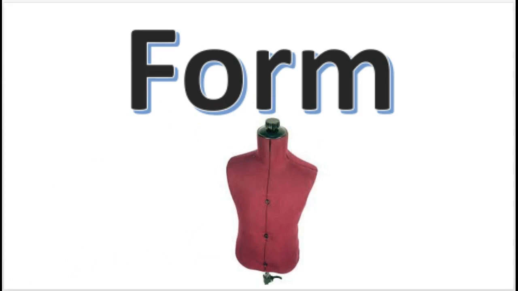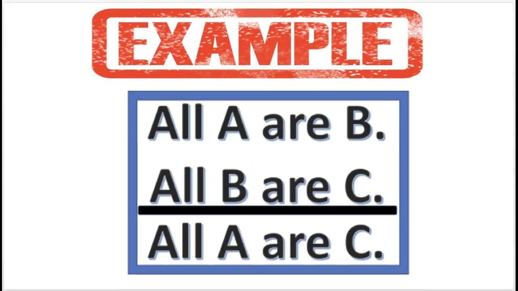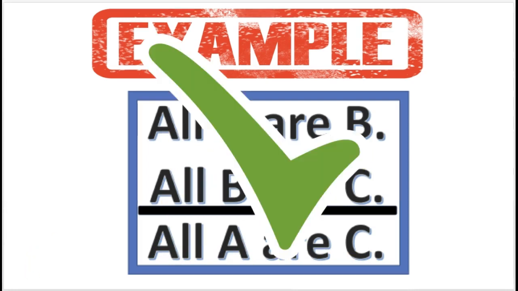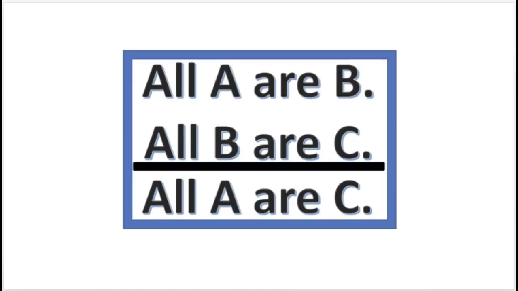What is the form of the argument? Here's an example of the argument form. Okay, all blank are blank. All this are that. Therefore, all those are this. This is an argument form, all A are B, etc. Now, this is also an example of a valid argument form. Now, how are we going to know that? How are we going to test that?